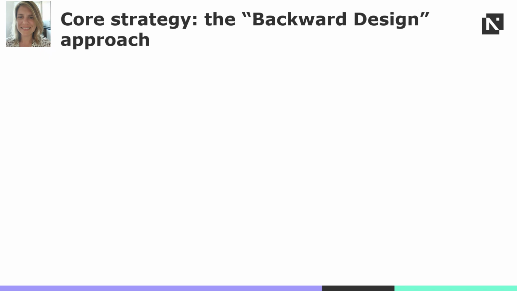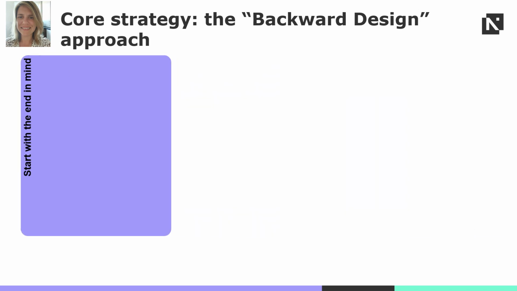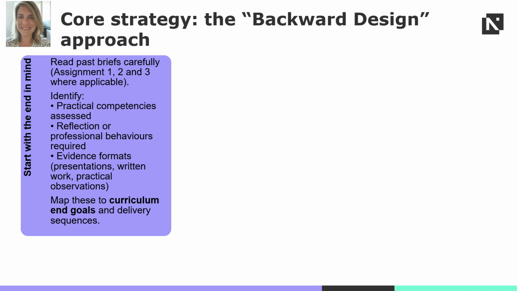Let's now take a closer look at this powerful curriculum planning tool of backward design approach. We start by reading past assignment briefs, so assignment 1, 2 and 3 where applicable, and working backwards from there. What we're looking for in those briefs are three key things: the practical competencies learners are being assessed on, any expectations around professional behaviours or reflection, and the format of the evidence, whether that's written reports, presentations or observed tasks. Once we've identified those, we map them directly to our curriculum end goals and build the delivery sequence around them.